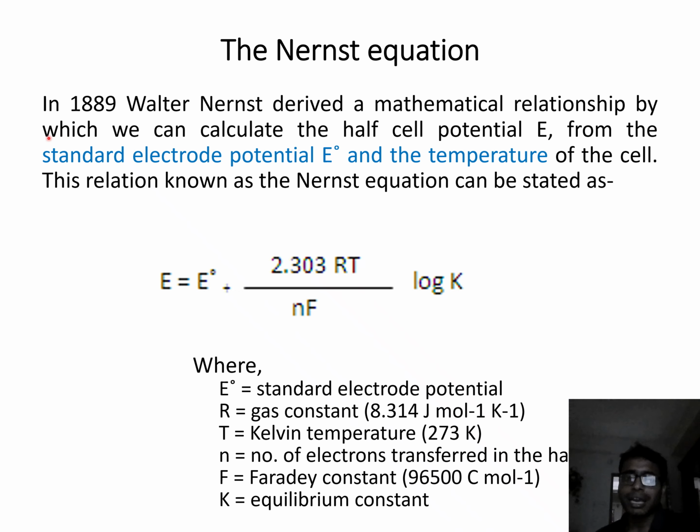Now we'll discuss one of the equations for determining the EMF of the cell, that is Nernst equation. In 1889, Nernst derived a mathematical relationship by which we can calculate the half cell potential from the standard electrode potential and the temperature of the cell. This relation is known as Nernst equation. So that is equal to E naught plus 2.3 RT divided by nF into log K. So their names have been shown here.